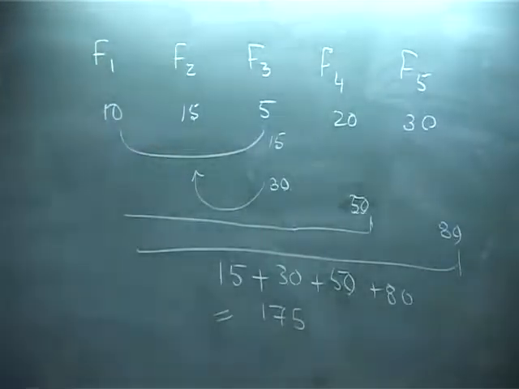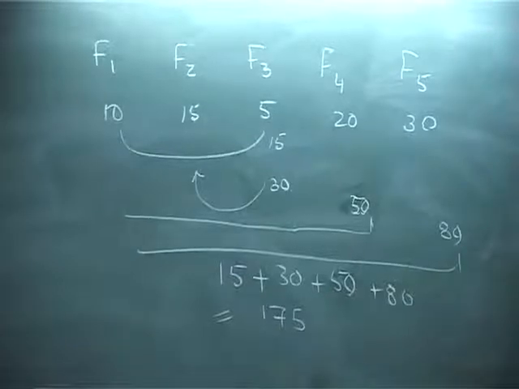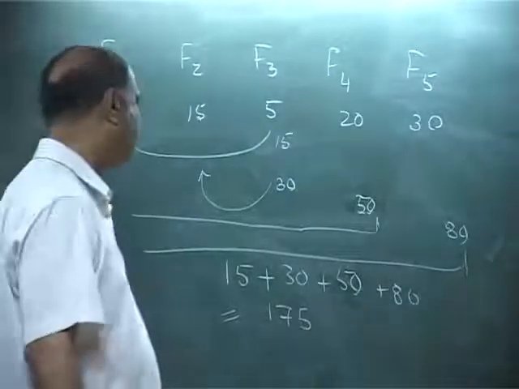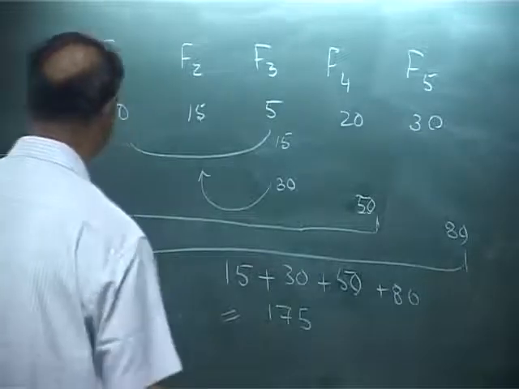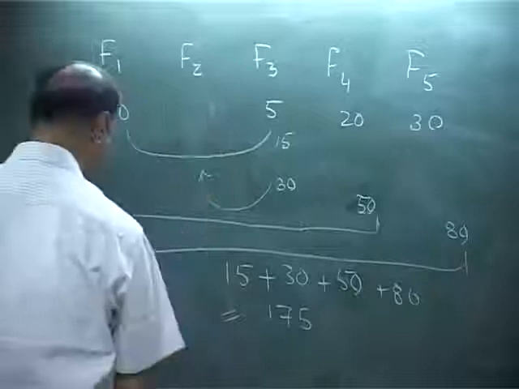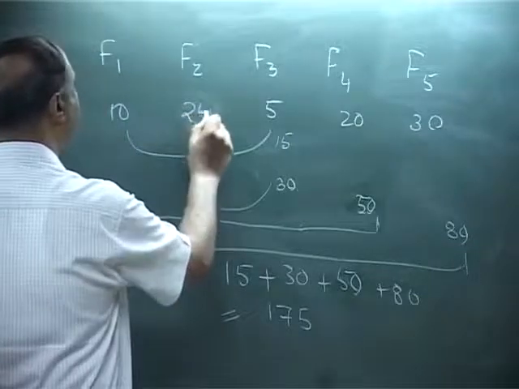Now, can you tell me what is the best way to do it? Yes. What you have to do is first get the file with the smallest size and mark it. Then you select again the file with the smallest size and mark it. Say, for example, suppose instead of 15, it is 25.